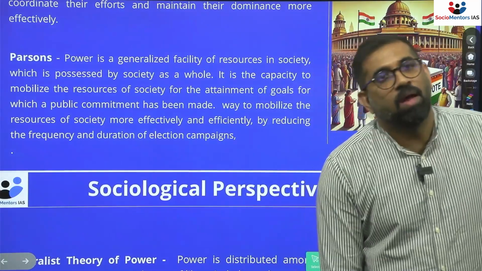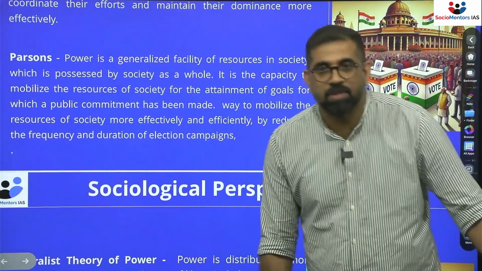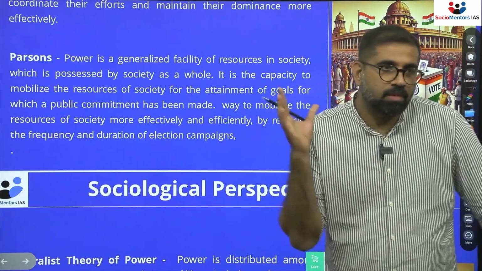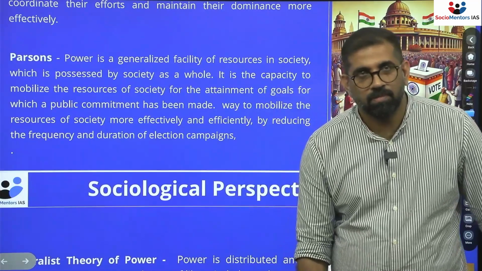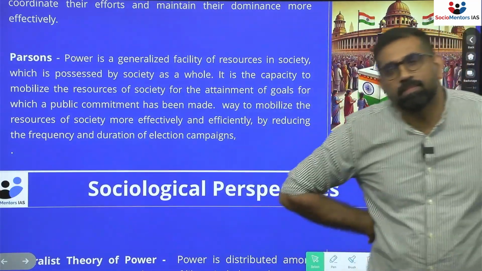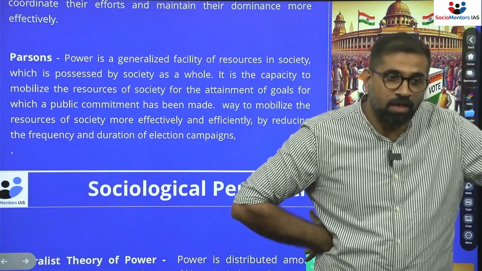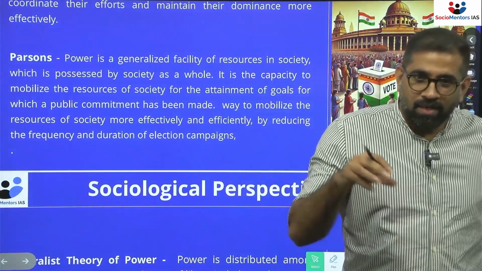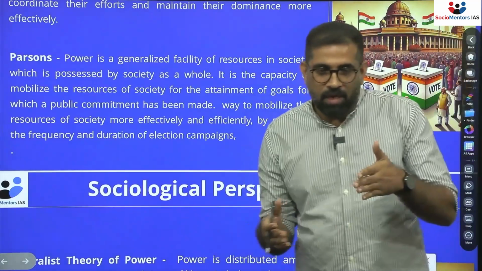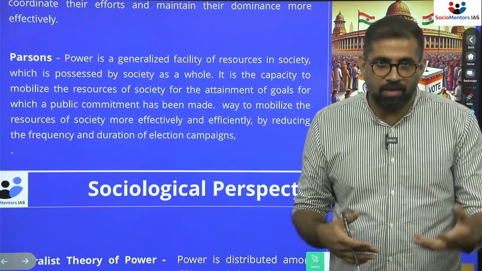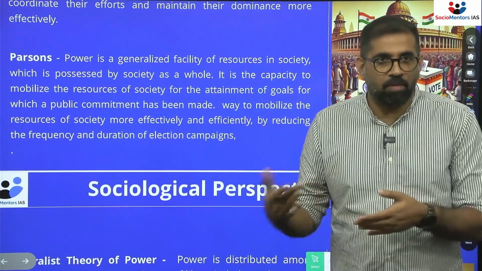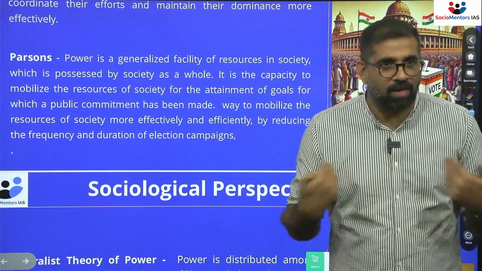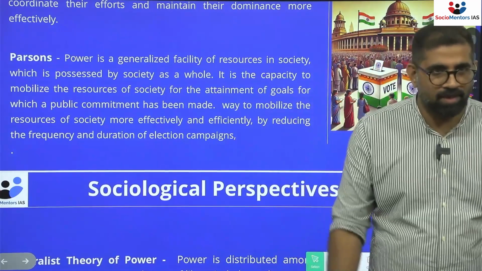So when you apply Parsons' theory of power, the variable sum concept of power, how can you analyze simultaneous elections? Voter turnout, efficiency, like how can it increase efficiency? Correct. When we are conducting simultaneous elections, we need not spend too much time on conducting elections and monitoring. As a result, all the government officials can save their time and work towards the collective goals of society and try to increase the overall power of society.